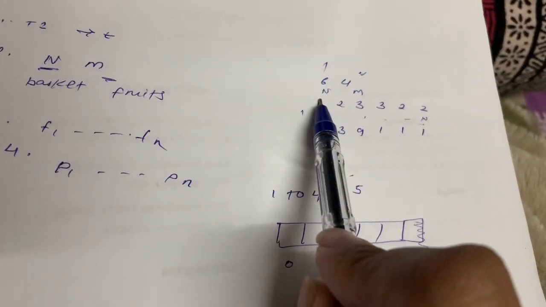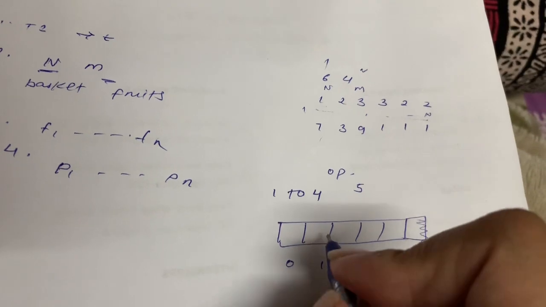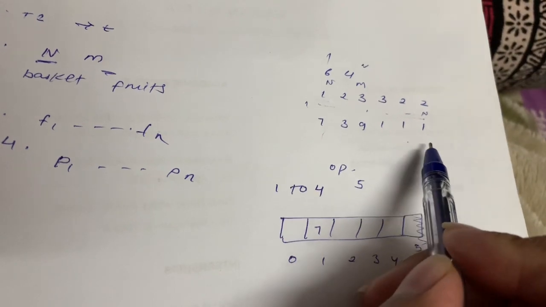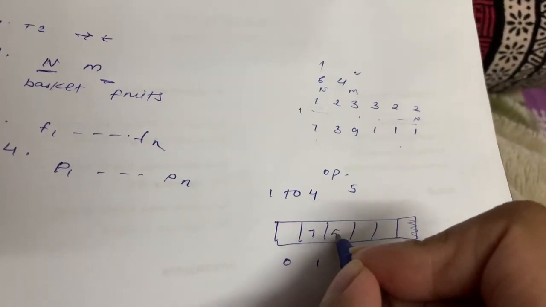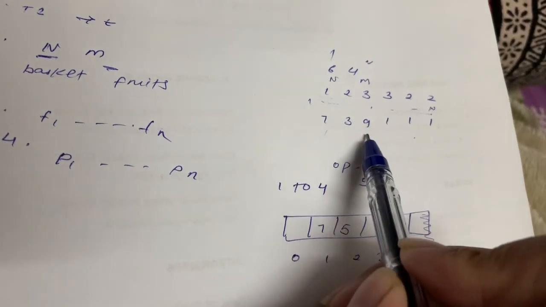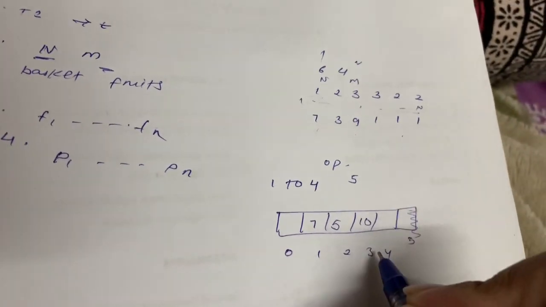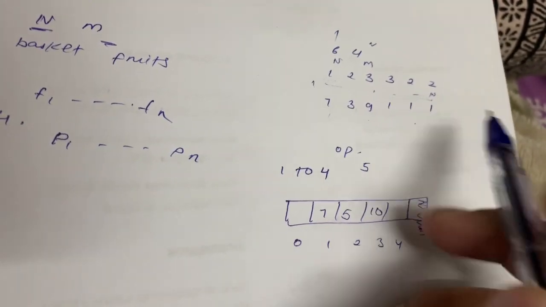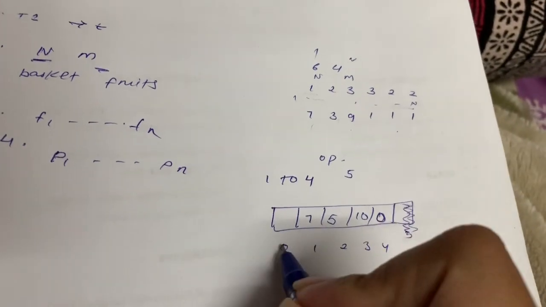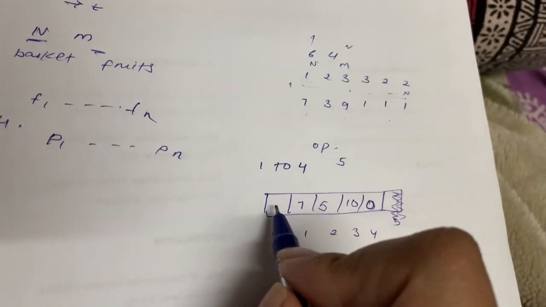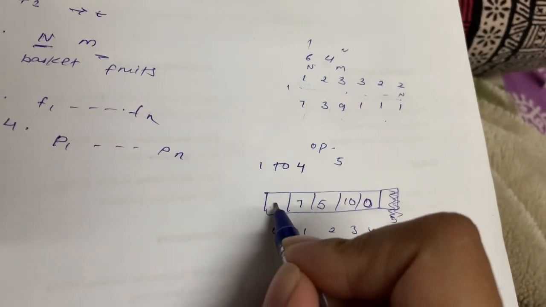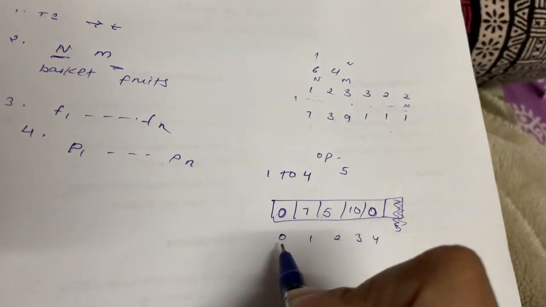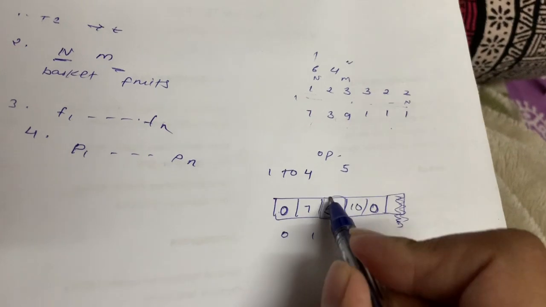So for fruit number 1 we have price 7. For fruit number 2 we have 3 and 1 and 1, which makes it 5. For fruit number 3 we have 9 and 1, which makes it 10. And for fruit 4 we do not have any prices or any number listed over here, so it will be 0. And for fruit 0 we don't have any fruit having number 0, so we will again put it here as 0.